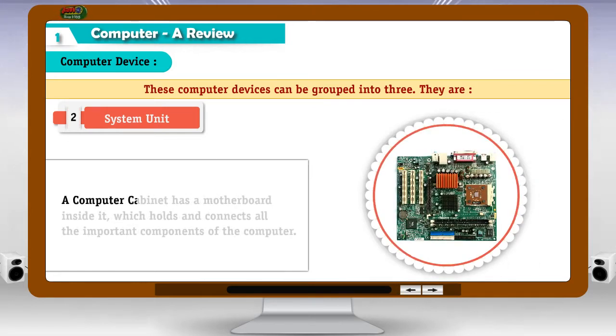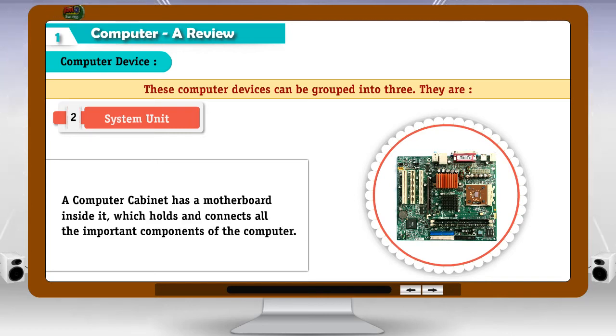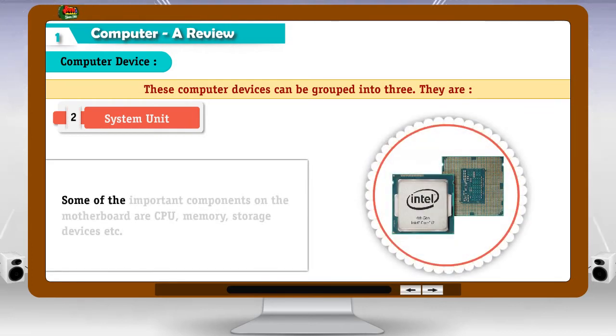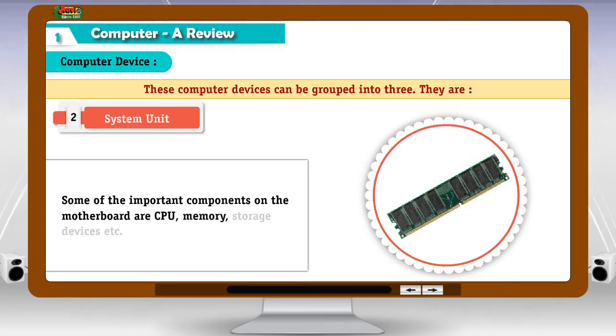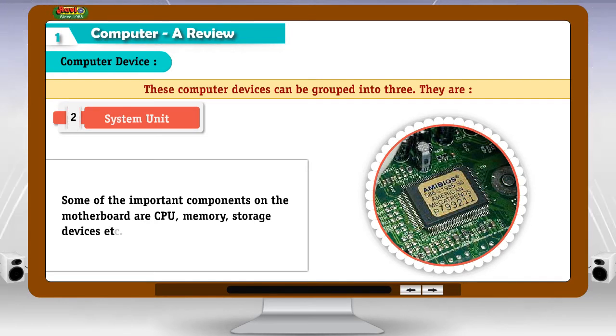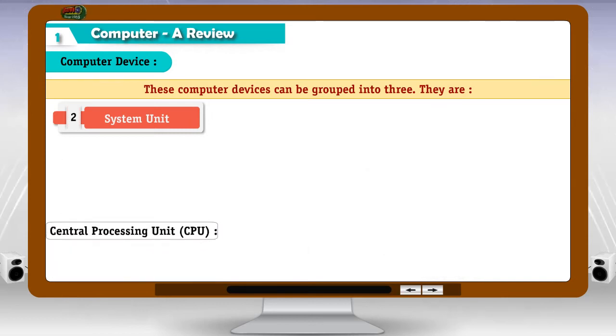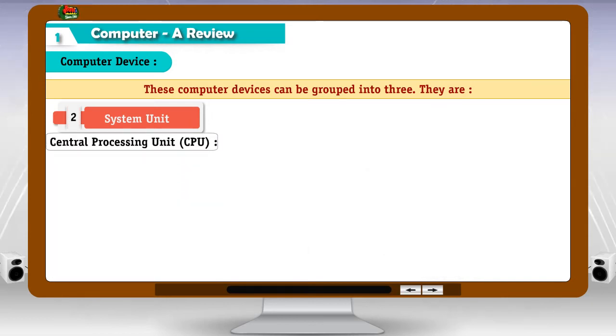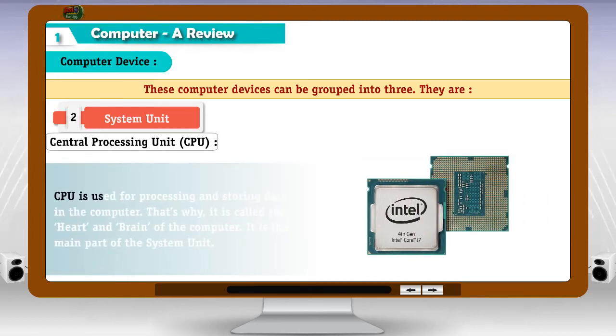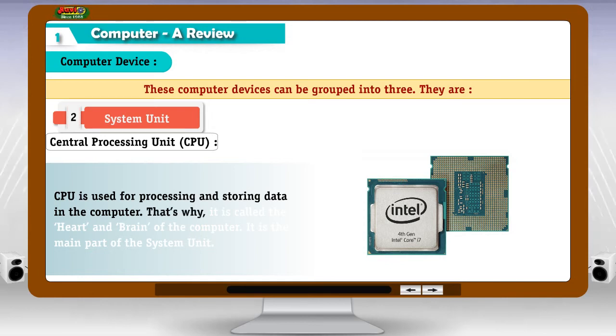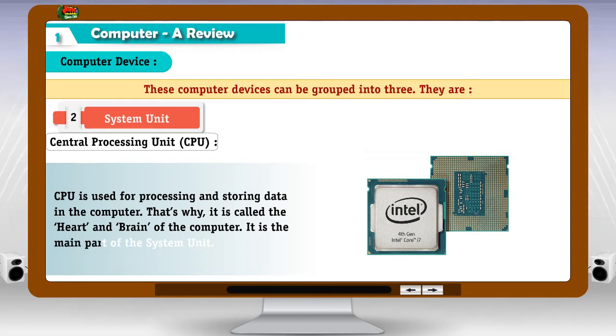A computer cabinet has a motherboard inside it, which holds and connects all the important components of the computer. Some of the important components on the motherboard are CPU, memory, storage devices, etc. Central Processing Unit CPU. CPU is used for processing and storing data in the computer. That's why it is called the heart and brain of the computer. It is the main part of the system unit.